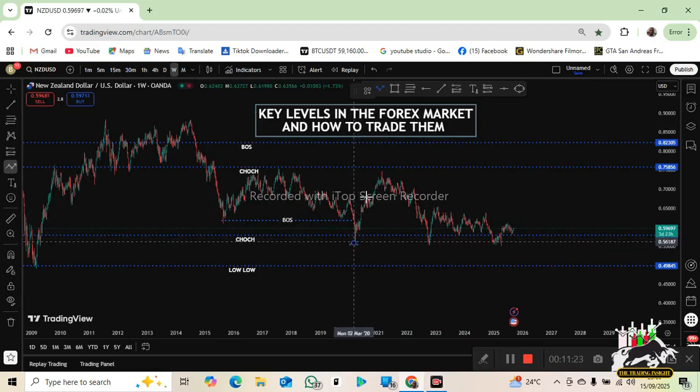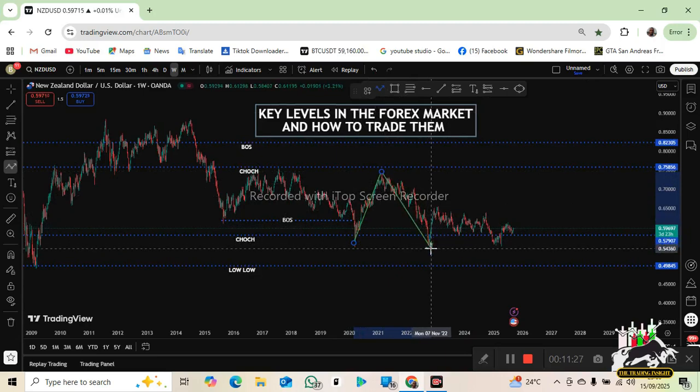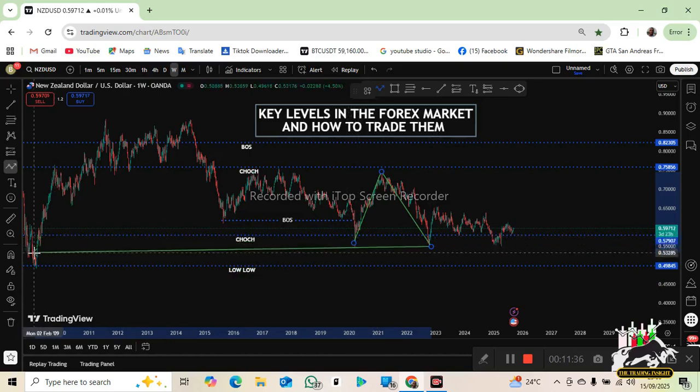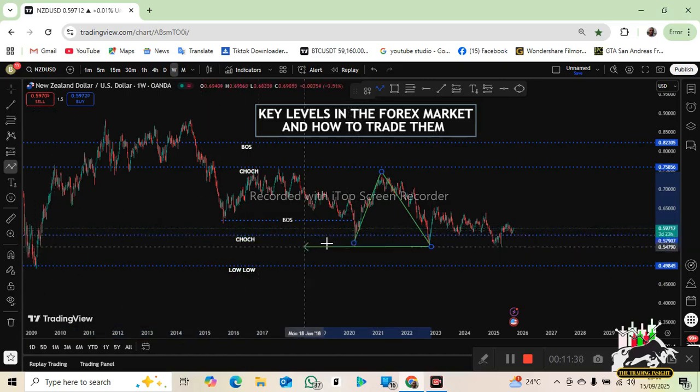After price broke this structure, came up here and retested this place, came down and failed to break below this structure here, because we won't call this a break of structure. And then this is our change of character. It's a big zone. That's a wide zone because I'm zooming into the weekly time frame. Now look at what price did.